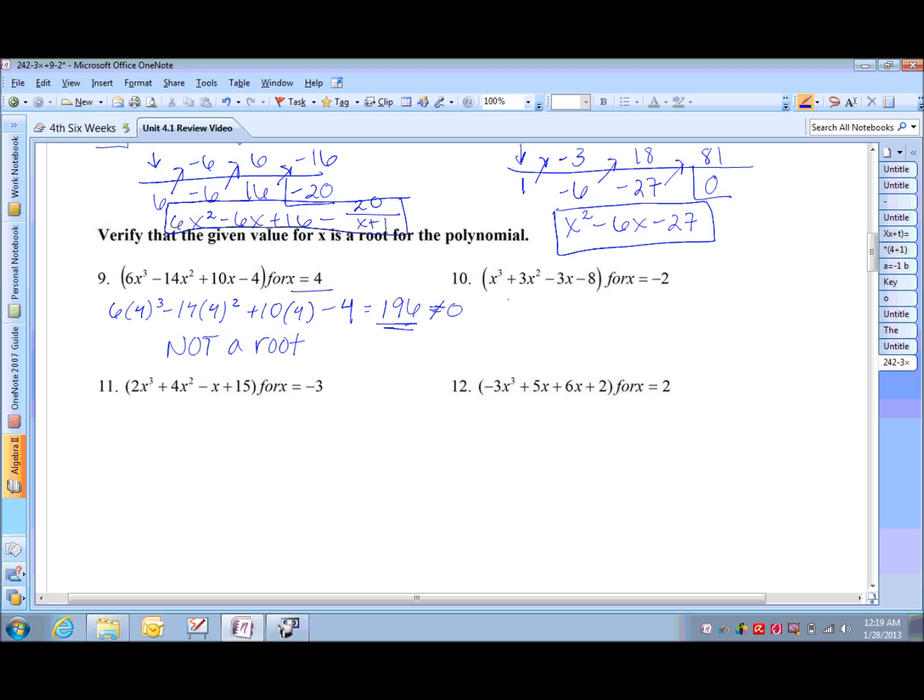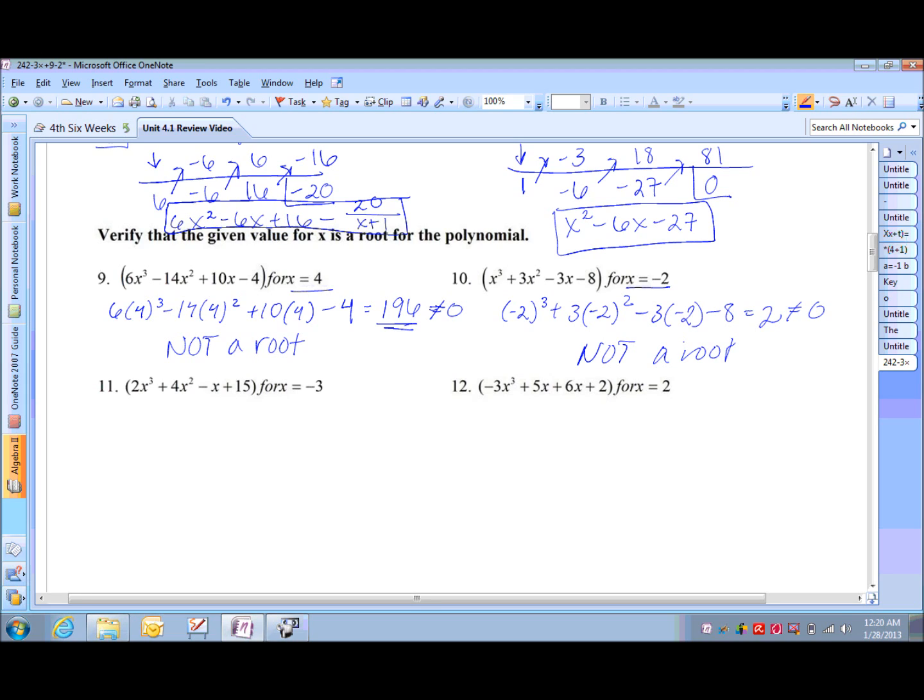Okay, we're going to do the same thing for problem 10. We're going to plug in negative 2 now into this polynomial wherever we see x. So negative 2 cubed plus 3 times negative 2 squared minus 3 times, not negative 3, negative 2 minus 8. When you plug that into your calculator, and if you want to go ahead and practice, you can, you end up with a value of 2. Okay, and since 2 is not equal to 0, this is not a root.